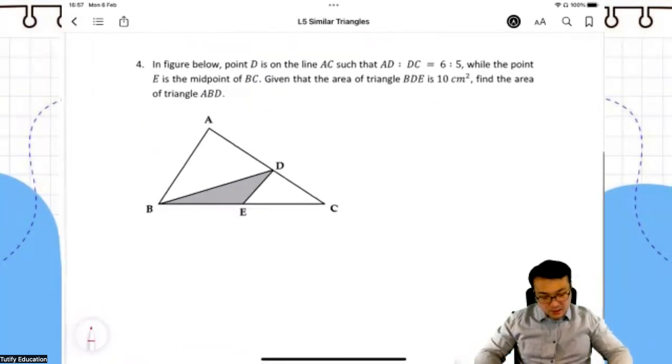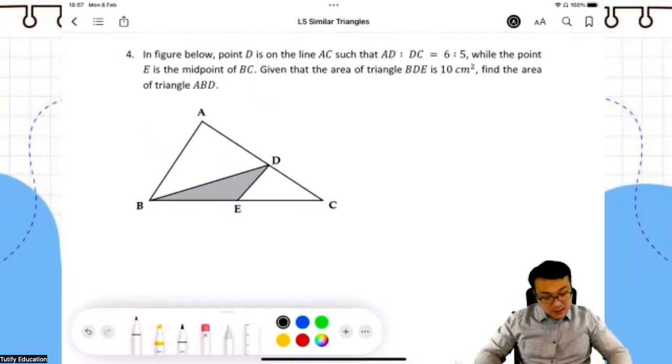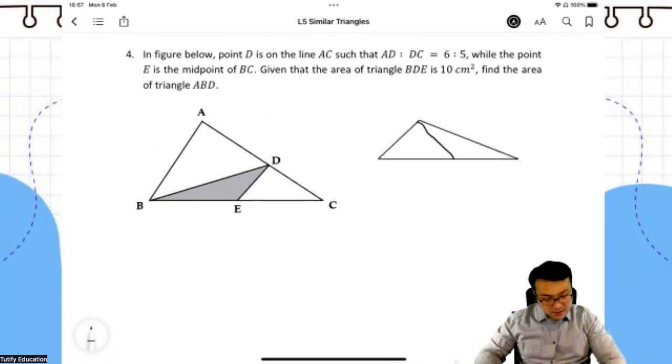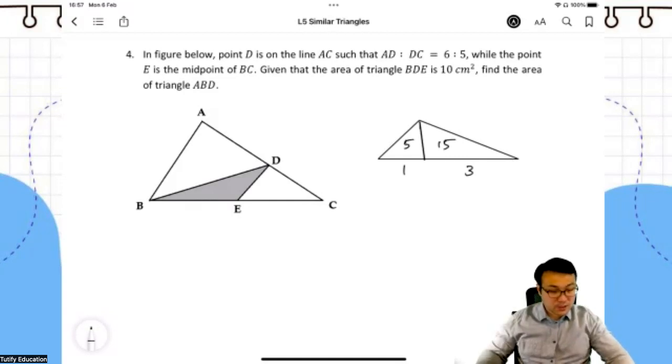Now let's take a look at question 4. Again, I want to remind you of this concept. When you have two triangles sharing the same height, but they have a different base, let's say it is like that, 1:3. Okay, then if this is 15, this must be 5. The ratio of the area equals the ratio of the base.